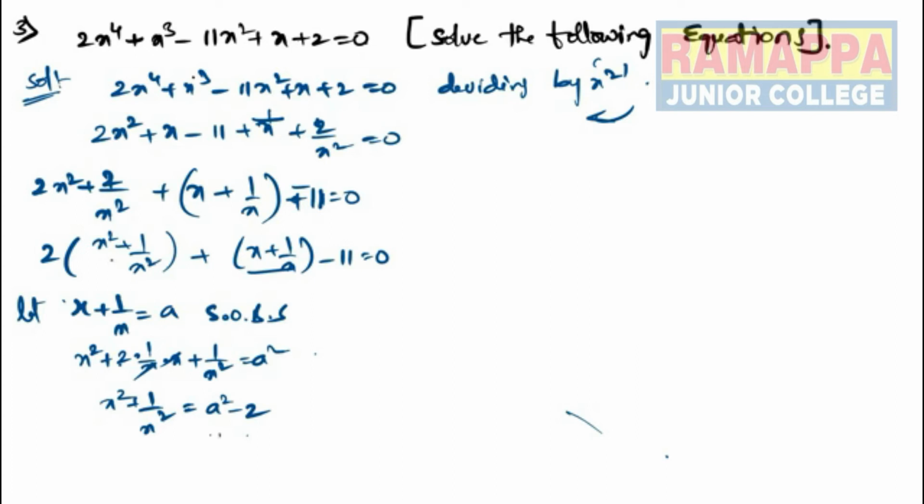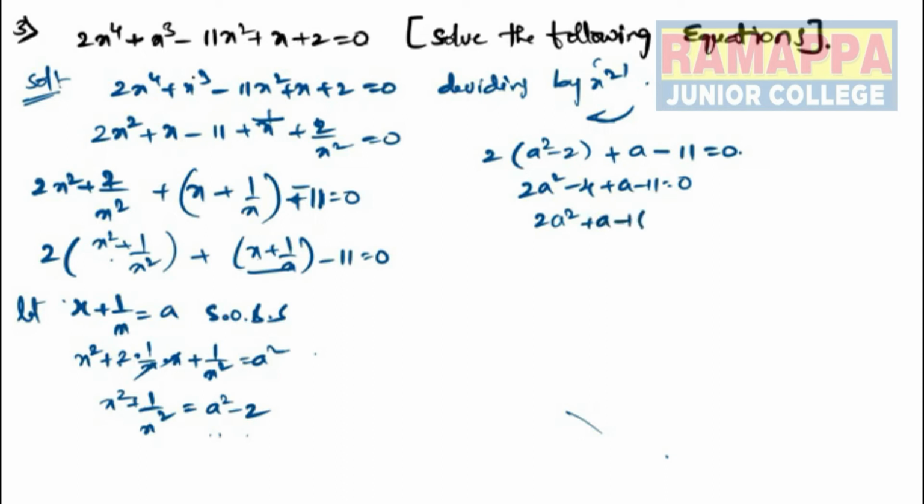Okay, now move to substituting the values, like 2 into x square plus 1 by x square, which is equal to a square minus 2, plus x plus 1 by x which is equal to a. So a minus 11 is equal to 0 here. So it will become 2a square minus 4 plus a minus 11 is equal to 0, and 2a square plus a minus 15 is equal to 0 we will get here.